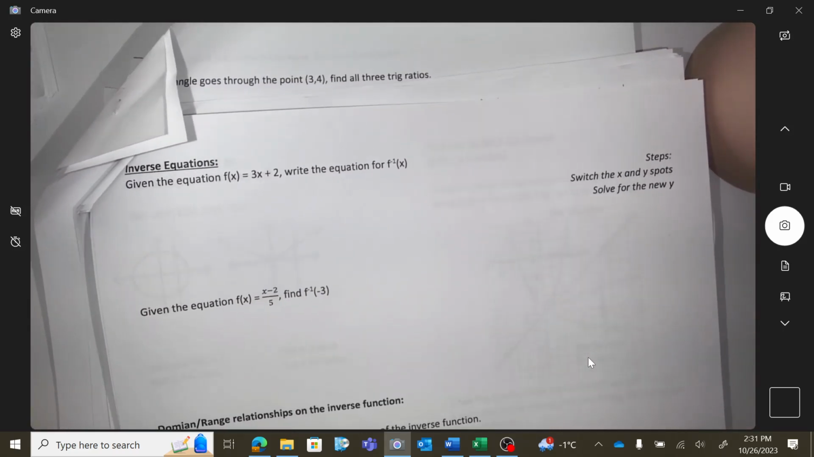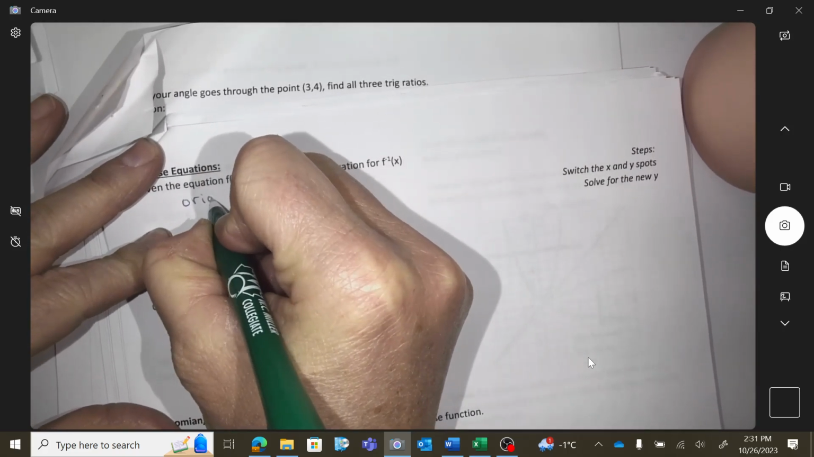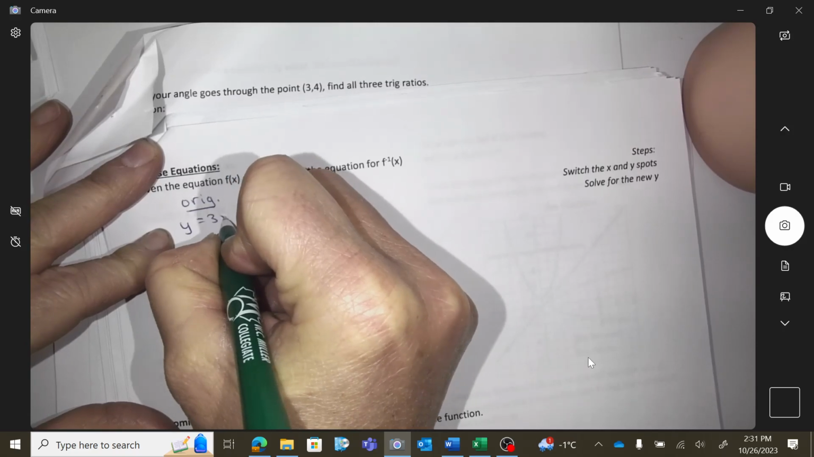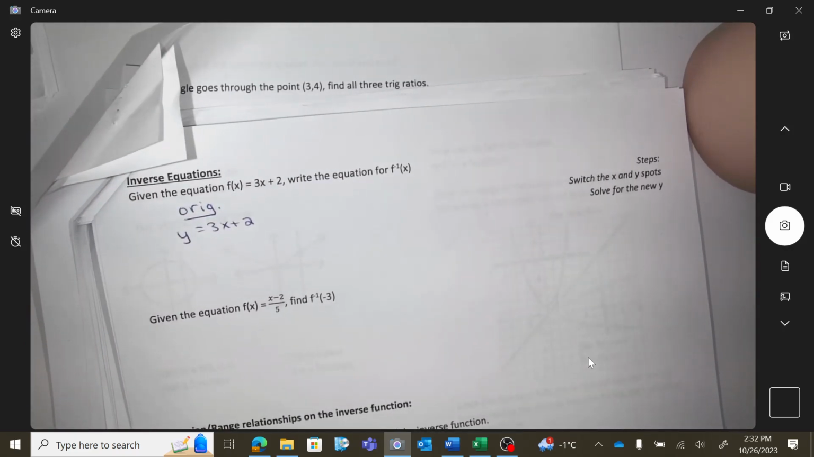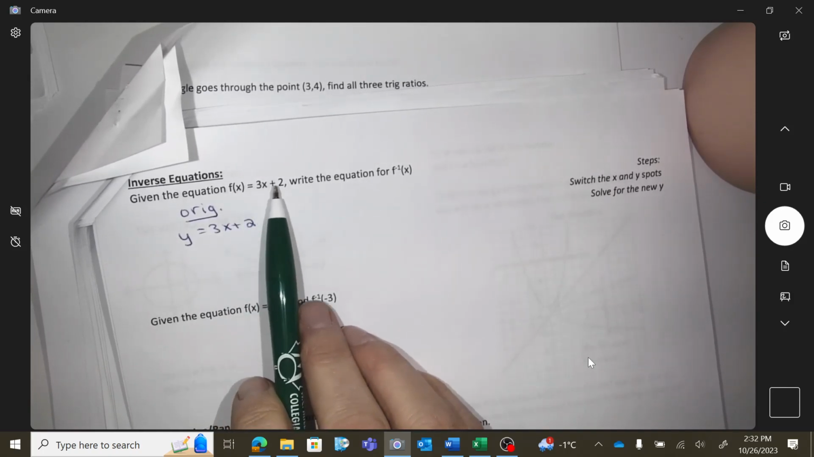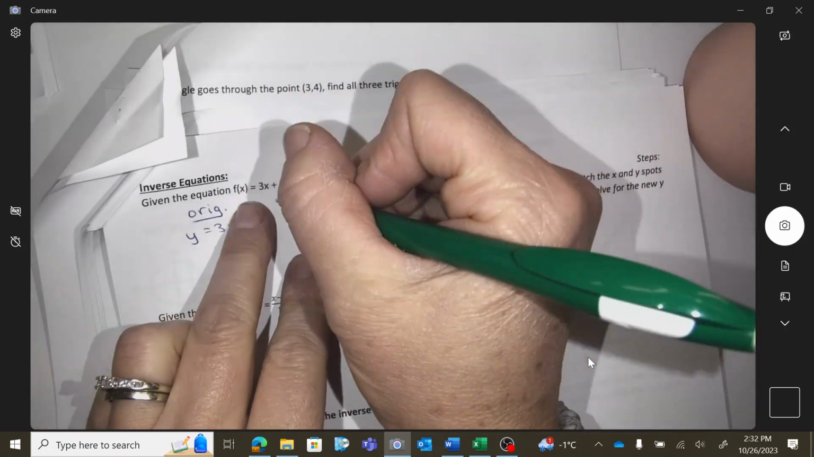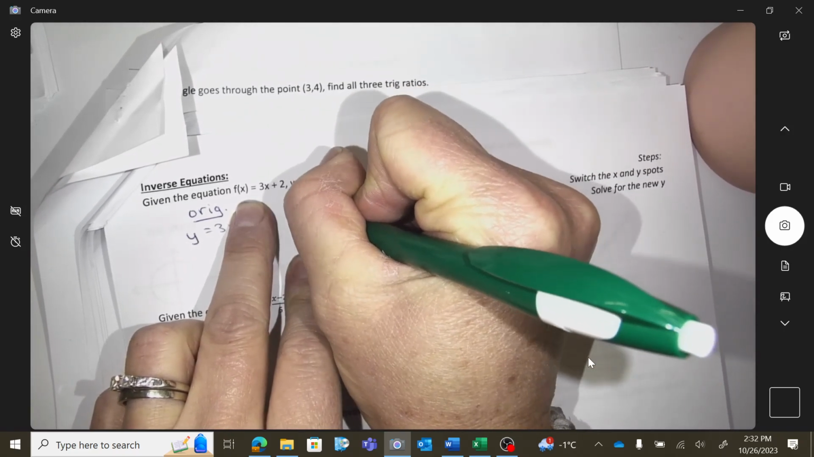Okay, making equations for inverses. The original equation is y equals 3x plus 2. So f of x is just the label of your y, basically, right? F of x is your output, which is your y. So if that's my original, we are now going to apply the inverse.